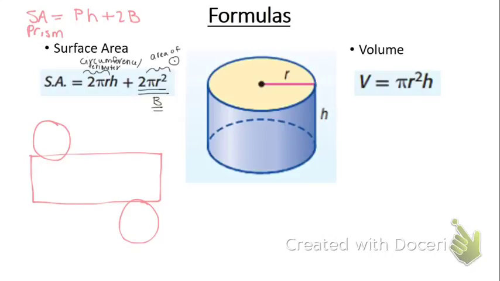We multiply it by the whole entire height of our shape, right? And we have the area of the base. Since there's 2 of them, we multiply it by 2. So is that formula that different from what we've been using? No, we're just dealing with circles now.